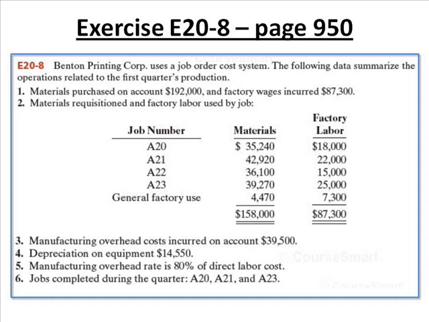Let us consider item 1. Materials purchased on account and factory wages incurred should be recorded in 2 entries, in my opinion. Let us consider materials purchased on account. May I have a volunteer who would record this entry for me?